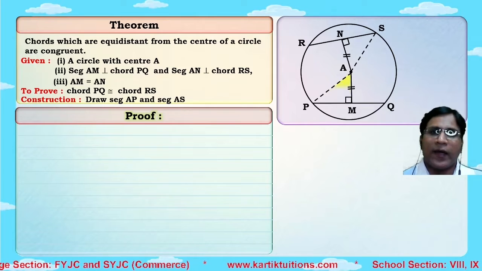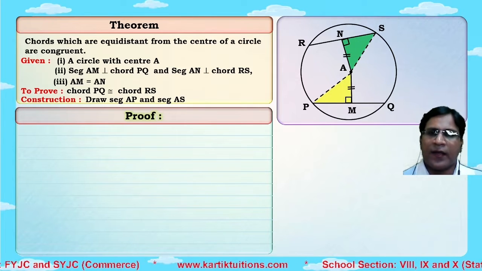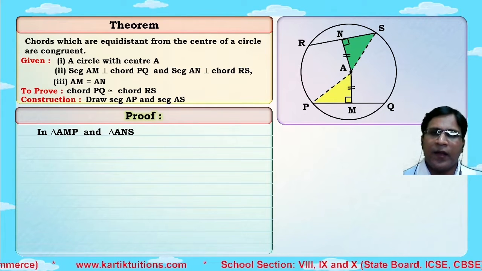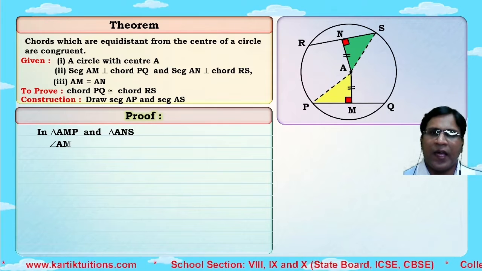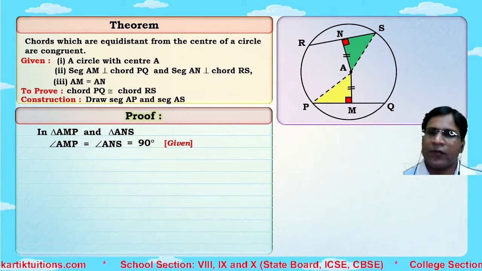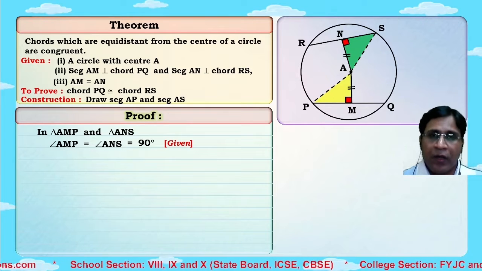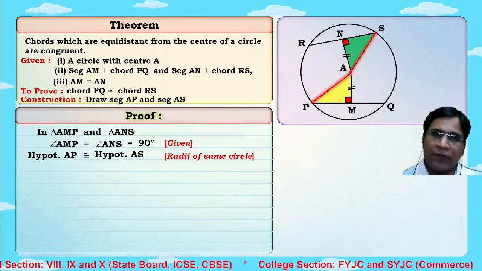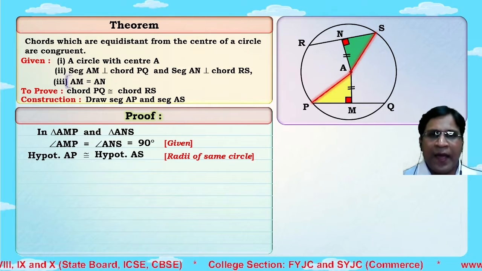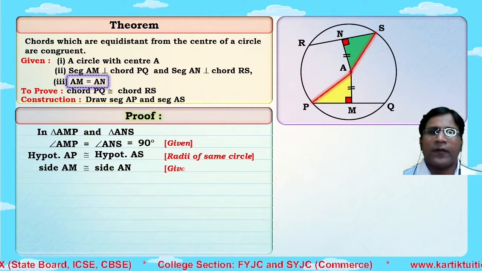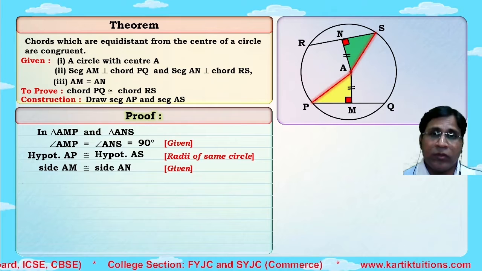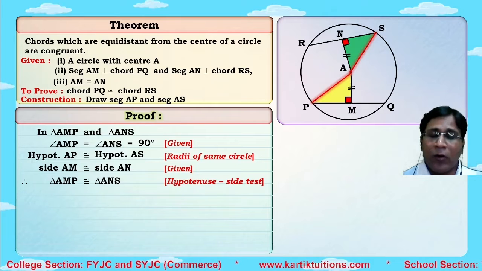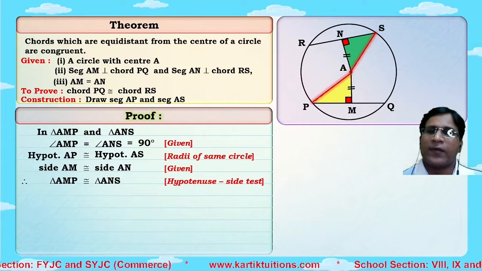Now see, we get two triangles, triangle AMP and triangle ANS. Now in both the triangles, measure of angle AMP is equal to measure of angle ANS is equal to 90 degrees. That is given to us. Then if you observe, the hypotenuse PA will be congruent to hypotenuse AS. Why? Radii of the same circle. And AM is congruent to AN. That is also given. So in other words, both the triangles have to be congruent by which test? Hypotenuse side test. You can also write this as RHS test. It's one and the same.